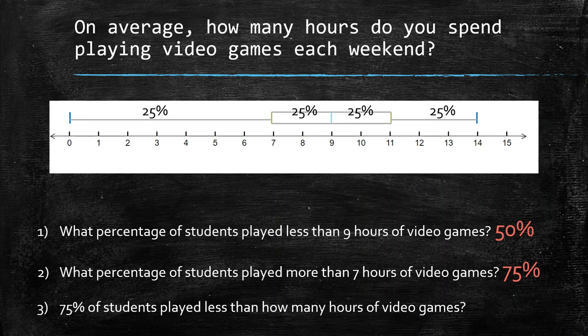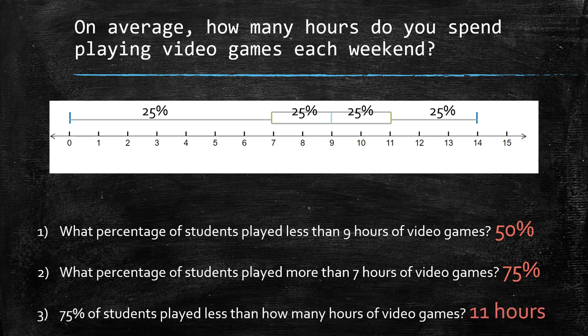And to do that, I need to find a 75%. So I'm looking for a number where people are playing less than that number. And I need to add up to 75%. So I'm going to use this 25% right here, and this one, and this one. And that means that the number I was looking for was 11. 75% of students played less than 11 hours of video games.